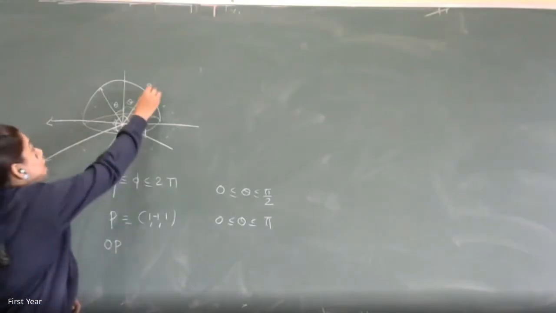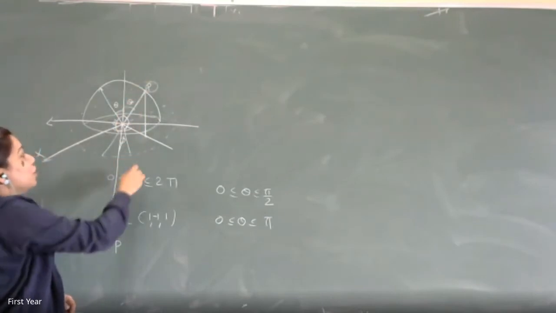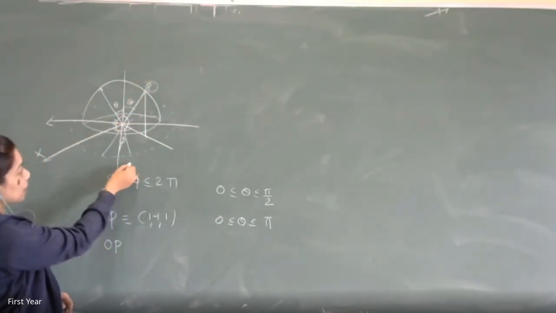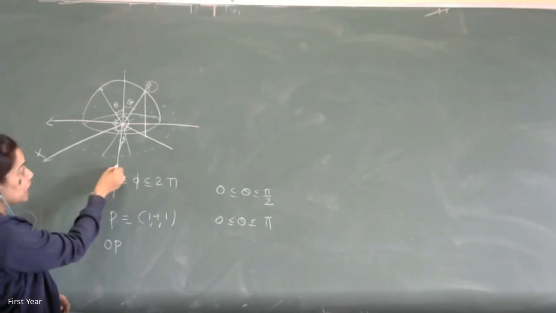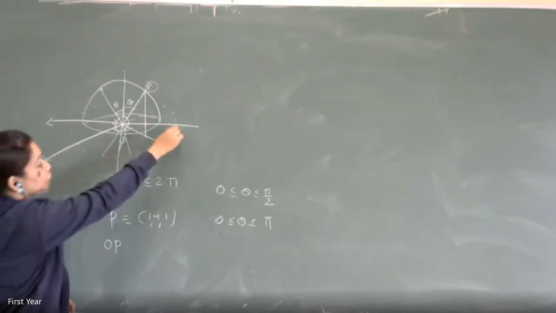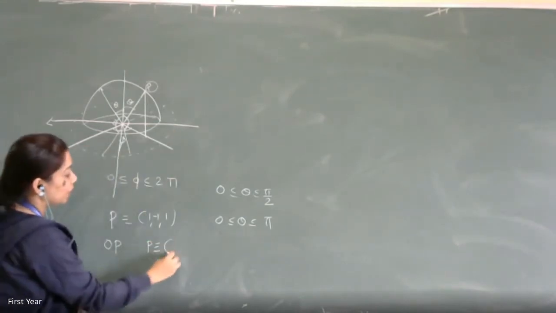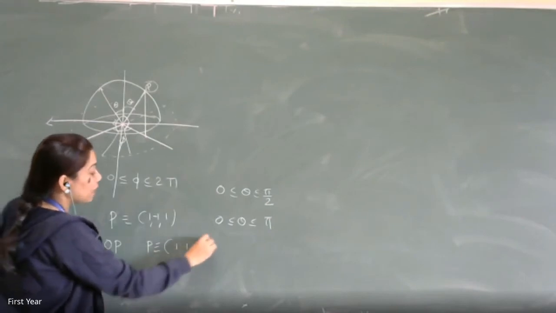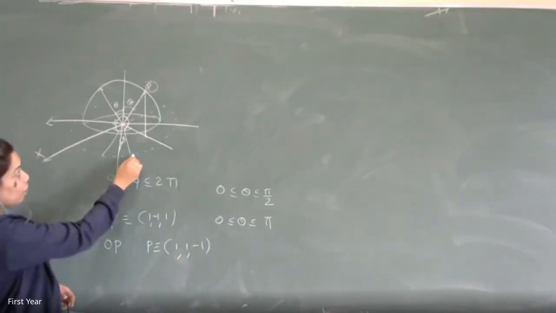Ma'am, the point P's image in the other hemisphere, how will we represent that if theta can be only 0 to pi? You are not going to see the image, you are going to see the actual point. Suppose here in this downward octant you are getting it, so what is that? Z is negative, X is positive, and Y is positive. So your point P will be 1, 1, minus 1.